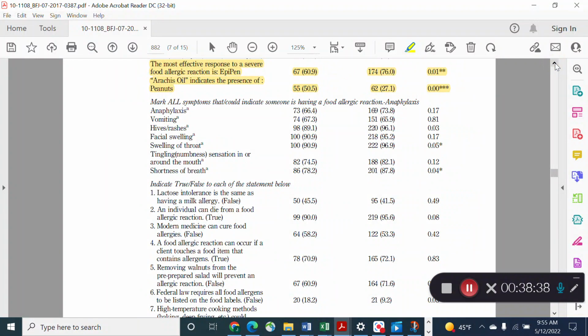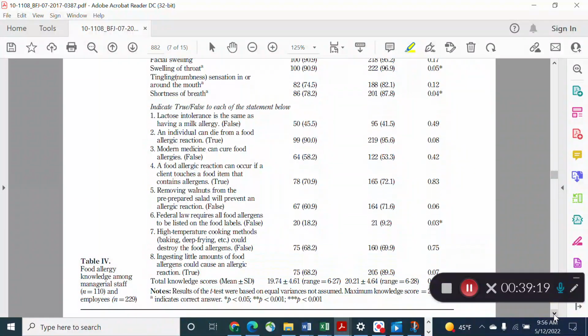Later on down in the paragraph below, they do talk a little bit about the difference in people knowing what is an effective way to combat an allergic reaction, which is the use of an EpiPen. And so there was a significant difference here, with more of the employees knowing that fact compared to the managers. And then the managers knew a little bit more about a particular oil that indicates the presence of peanuts. So there is some significance here.